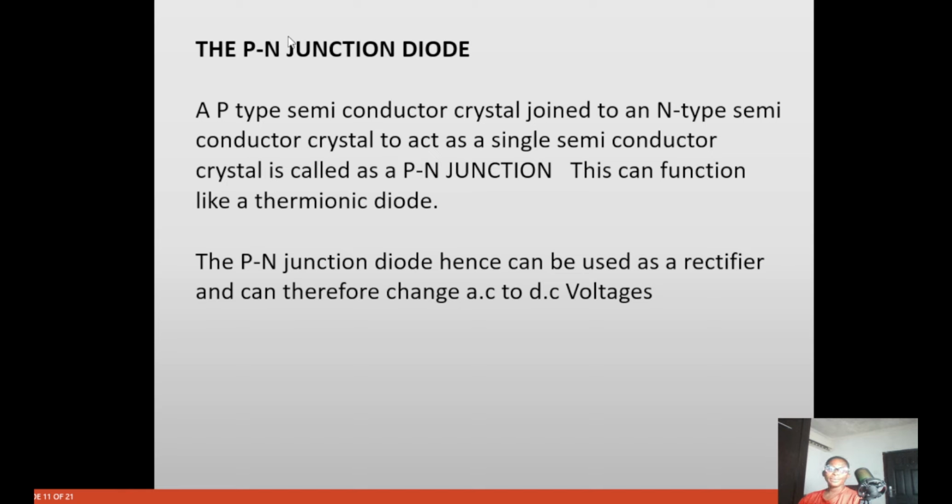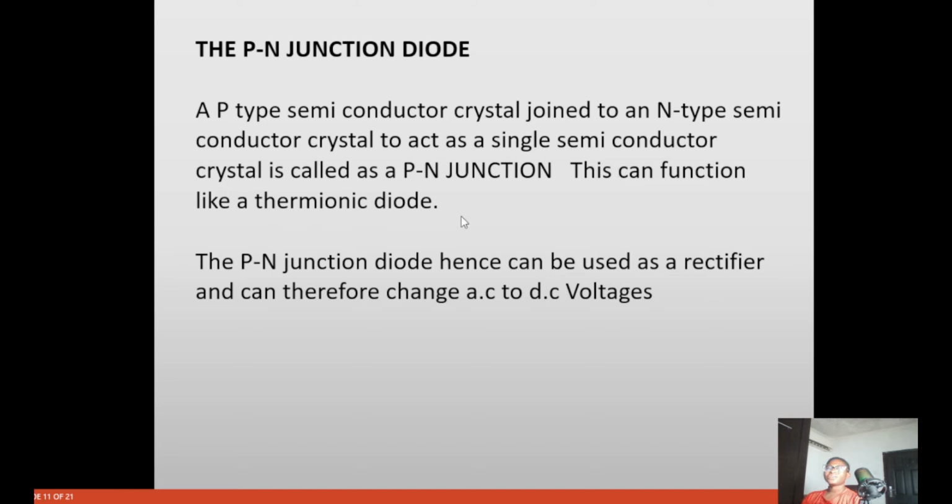We have the p-type semiconductor, we have the n-type. So when we now join p and n-type, that's what we are trying to explain here. A p-type semiconductor crystal joined to an n-type semiconductor crystal to act as a single semiconductor crystal is called a p-n junction. This can function like a thermionic diode.